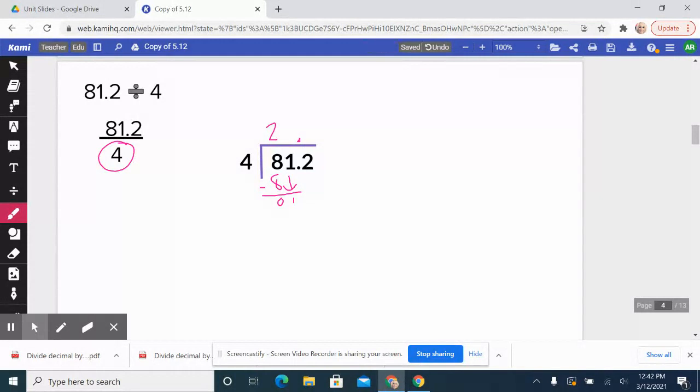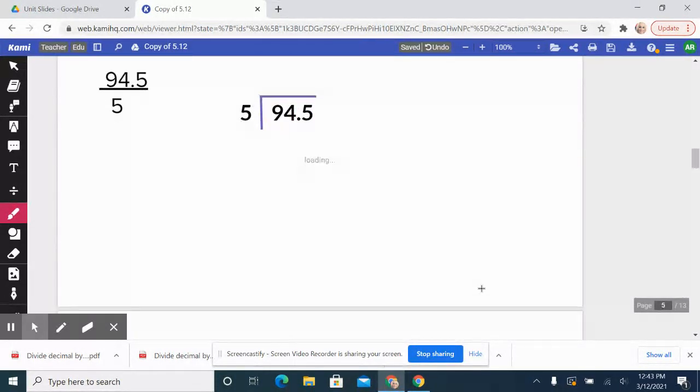Well, 4 doesn't go into 1, so it goes 0 times. So 4 times 0 is 0, and then we subtract and we get 1 again. Now I'm going to bring down my 2. Well, 4 does go into 12. It goes 3 times. So 4 times 3 is 12, and your remainder is 0. So we keep going until we get a remainder of 0. So your answer for that one, sorry, I don't know why that keeps taking that away, but it would be 20.3. Okay. And then here's your last one.